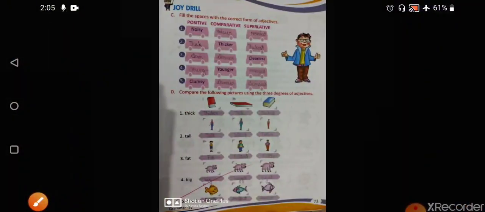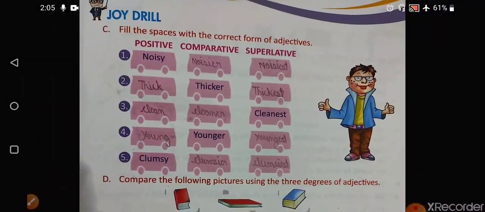Coming on to the next exercise, which is fill in the space with the correct form of adjectives. So we have to write the correct form of the adjectives. Here noisy becomes noisier and noisiest. Thick becomes thicker and thickest. Clean becomes cleaner and cleanest. Young, younger, youngest. Clumsy, clumsier, and clumsiest.